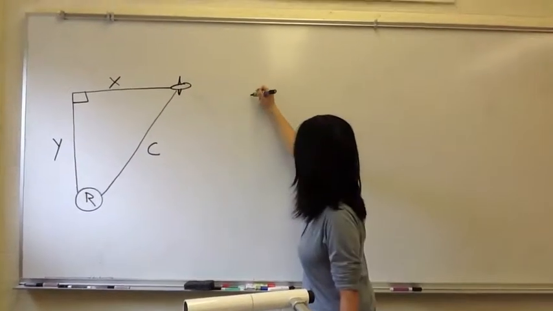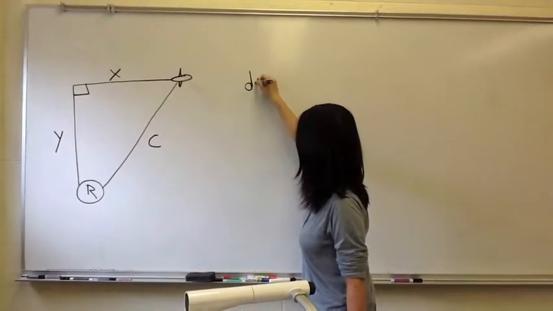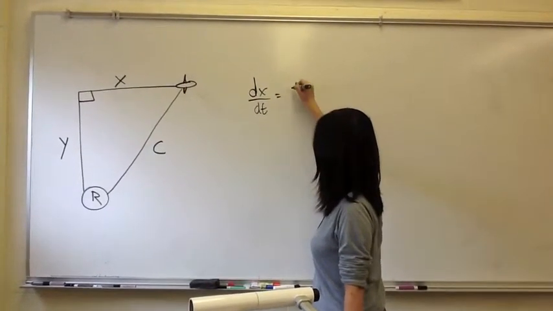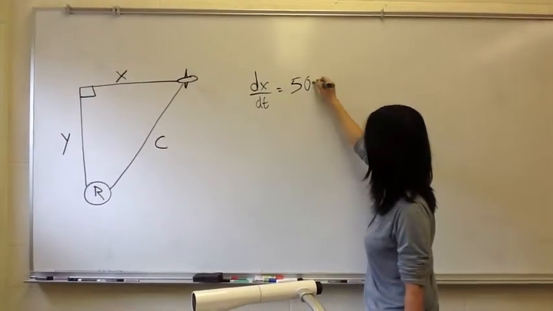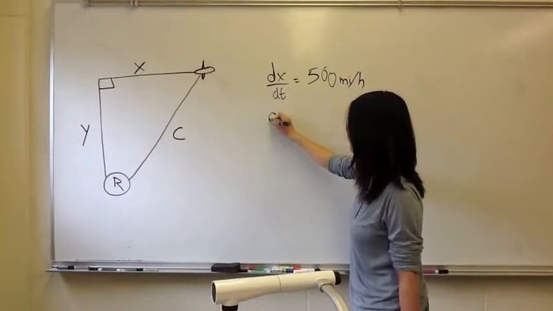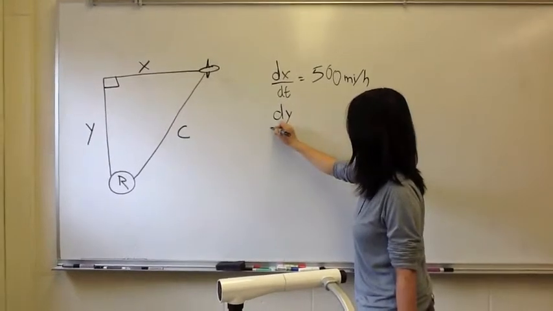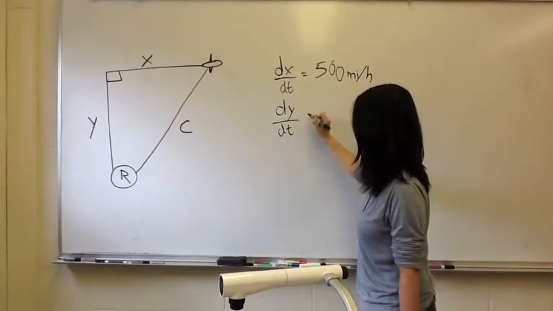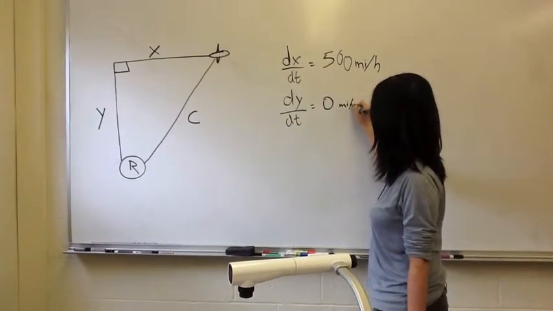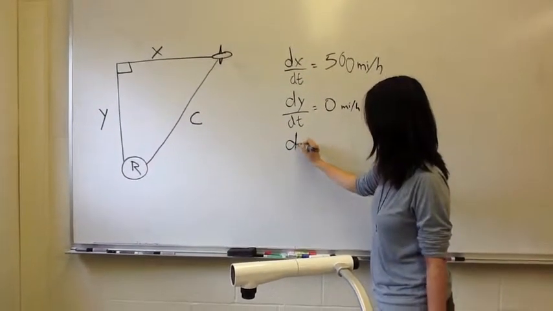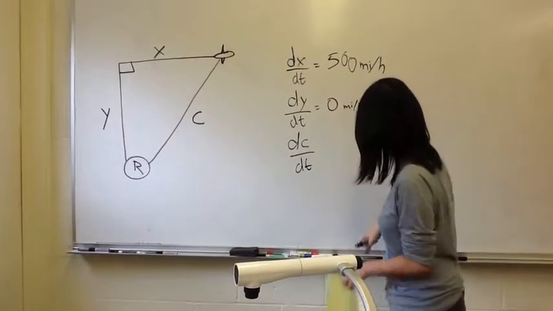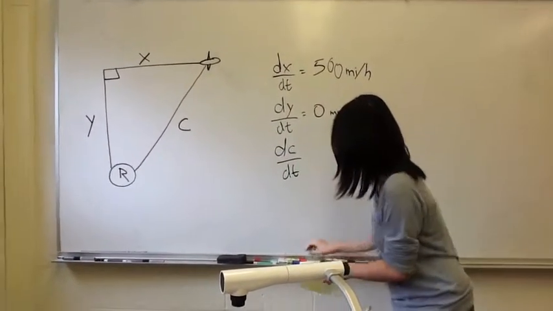The quantities given in this problem are dx over dt, which equals the speed of the plane, or also the rate at which its horizontal distance is changing, and that rate is 500 miles per hour. The next quantity given would be dy over dt, which is just 0, because y is a constant. Oh, dc over dt is what we are looking for. It is our Waldo.